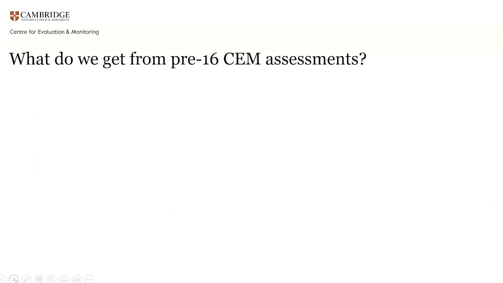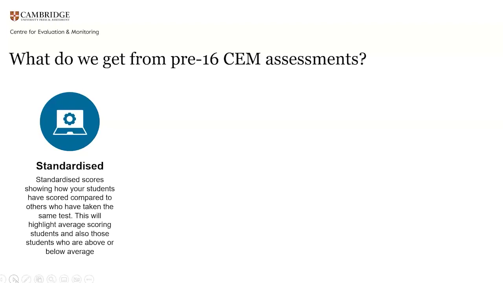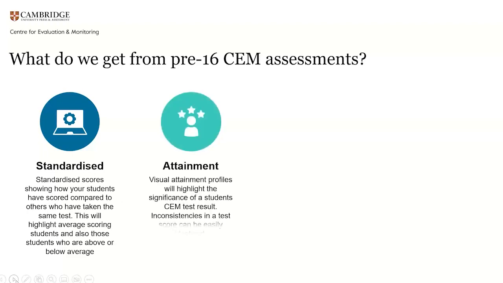So once the students have gone through their assessments and they've answered the questions like the ones that we've just looked at in the examples, what do we actually get from those pre-16 mid-year and Yellis Chem assessments? Well, first of all, you'll get a set of standardised scores which can show how your students have scored compared to others who've taken the same test. And the standardised scores will highlight average scoring students, those who are above and those who are below average in terms of the national average of students who've taken this baseline assessment.